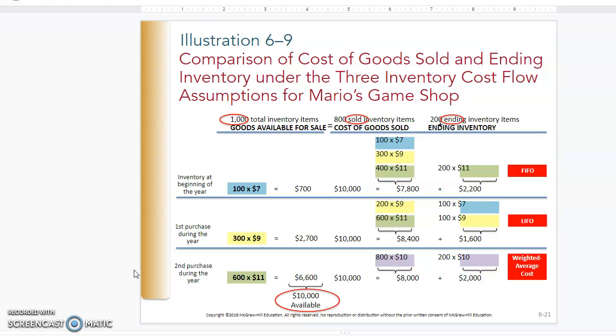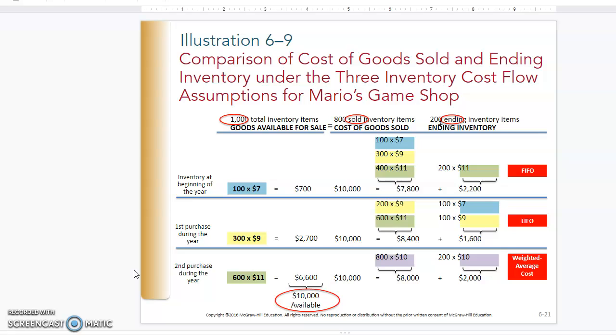Second, LIFO, last in, first out. This one we start from the bottom. 800 units sold. We take the 600 at $11 and then 200 of the 300 at $9. That totals $8,400, which gives us $1,600 left in ending inventory, the 100 at $9 and the 100 at $7.